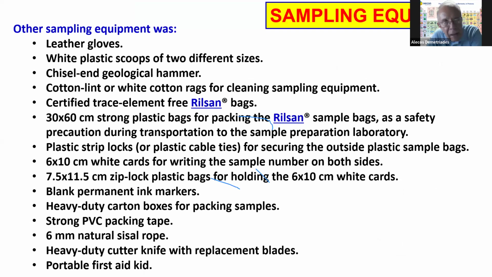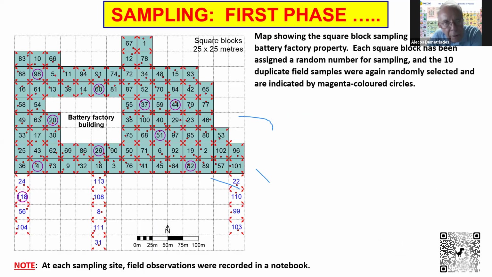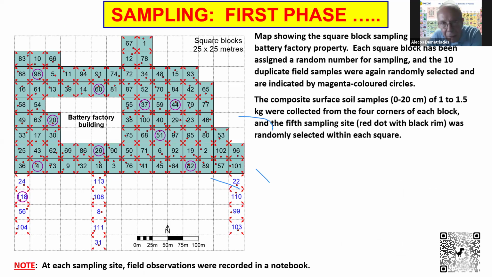Now, this is the other equipment that we had to buy. Okay. I'm not going to read it, so you can read it at your leisure. And here we have the map showing the square block sampling scheme over the battery factory.